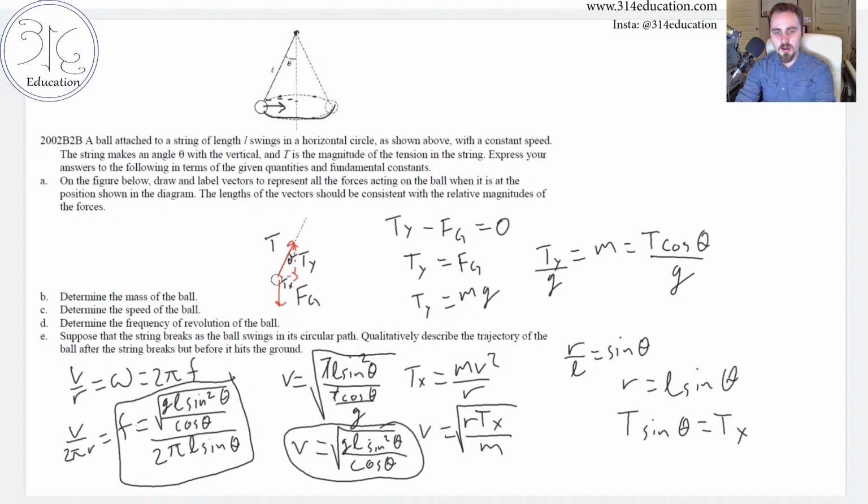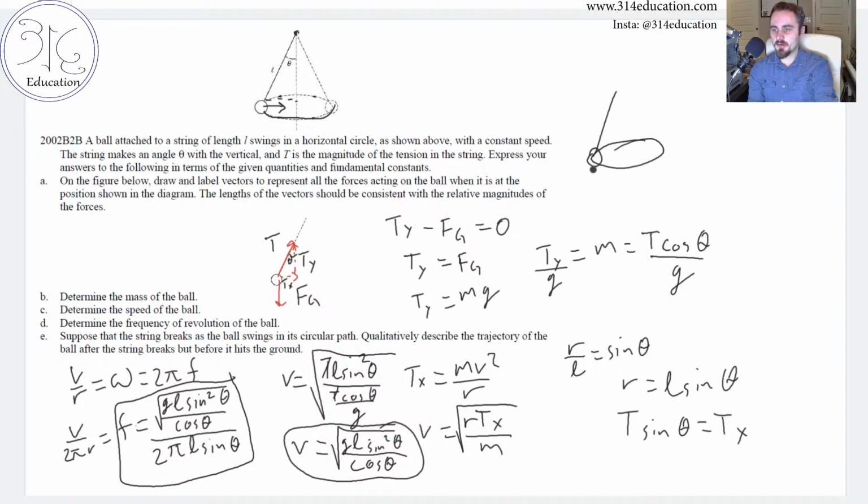So now, suppose that the string breaks as the ball swings in its circular path. Qualitatively, describe the trajectory of the ball after the string breaks, but before it hits the ground. So the ball is going to move. I guess, is there space up here? Yeah, there's space up here. So we'll draw this guy out again.